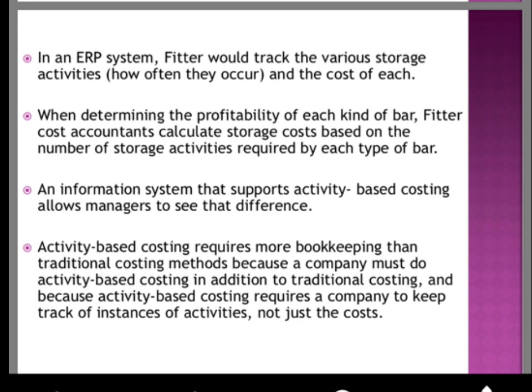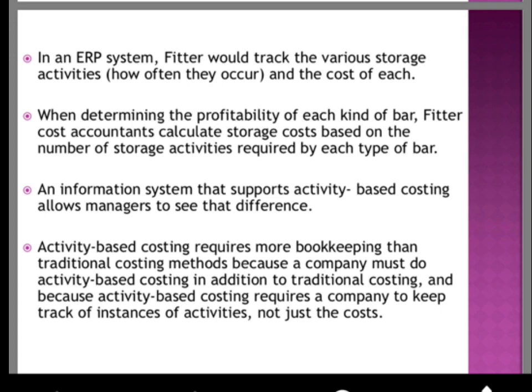and then allocating the amount to each kind of bar. Conceivably, if the activities differ enough from one bar to the next, one could be significantly more or less profitable than the other. This fact would be revealed by the activity-based costing approach, but not by traditional cost accounting approaches. An information system that supports activity-based costing allows the managers to see that difference. So, activity-based costing requires more bookkeeping than traditional costing methods because a company must do activity-based costing in addition to traditional costing.